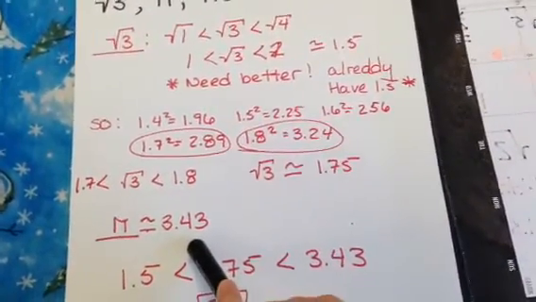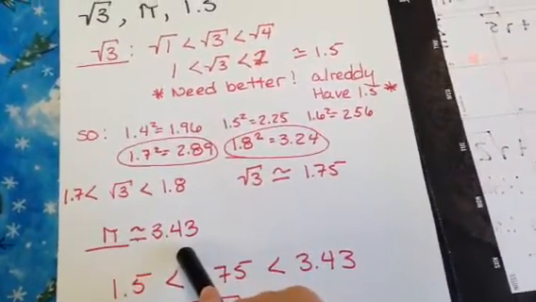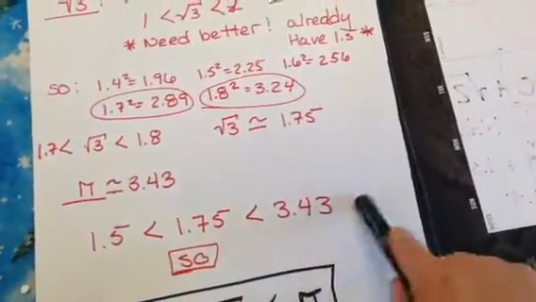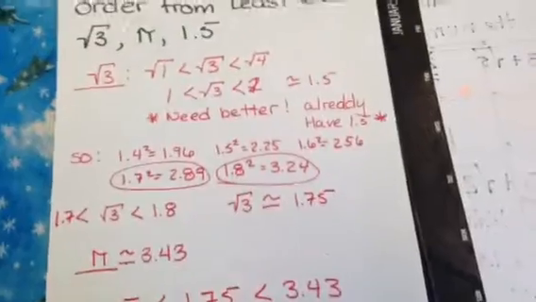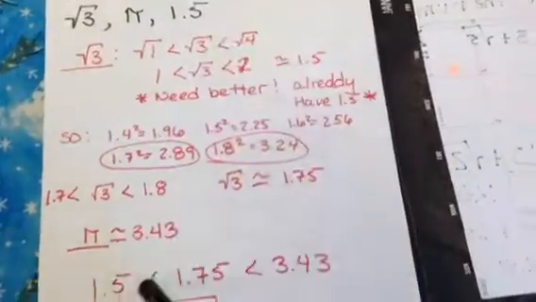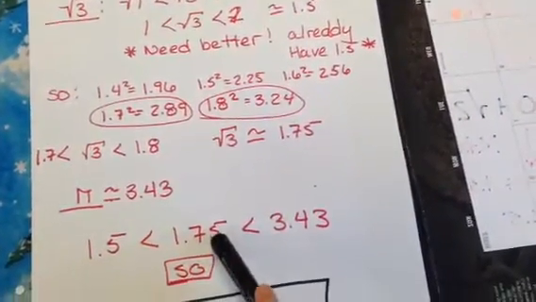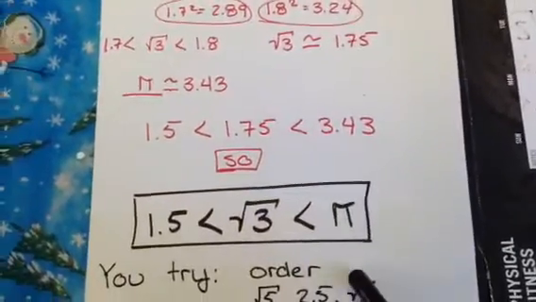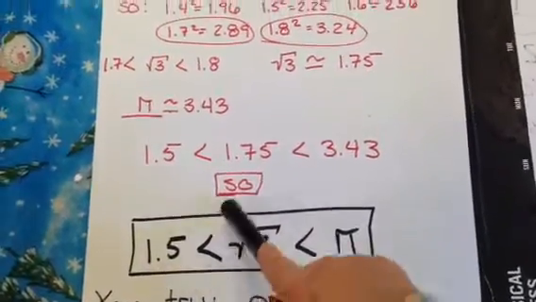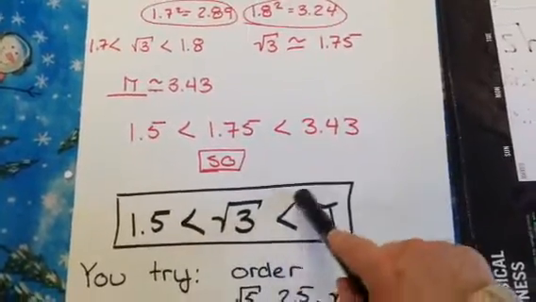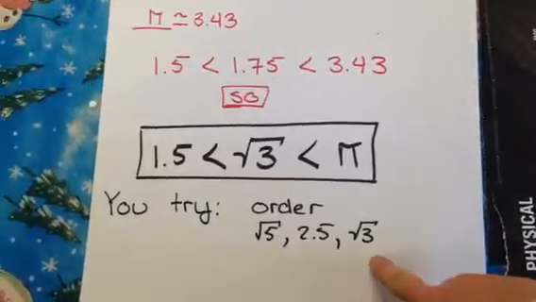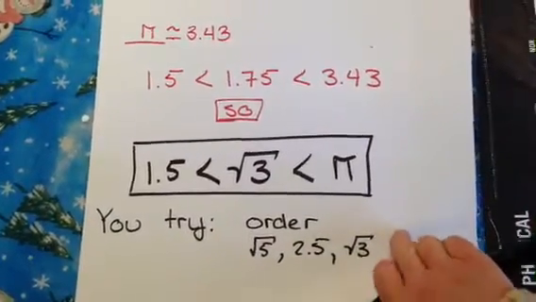Now pi is an irrational number, and we can estimate it as 3.14. So when I rate these, my 1.5, my rational number here, is actually the smallest, which is smaller than 1.75, which is smaller than 3.14. So my answer would be 1.5 is less than square root of 3, which is less than pi. Now you try this. Go ahead and order these three numbers. See how you do.